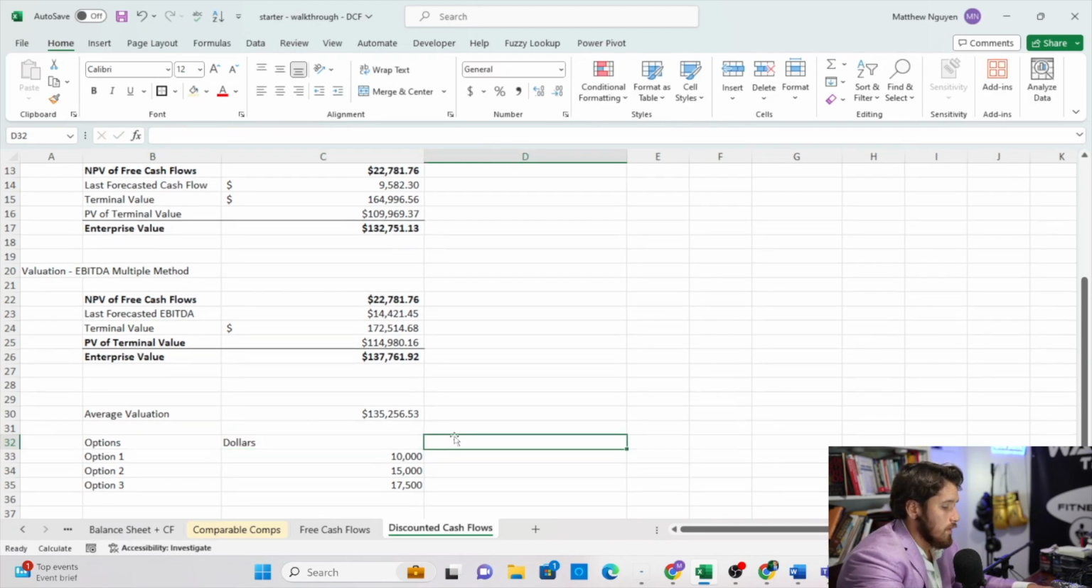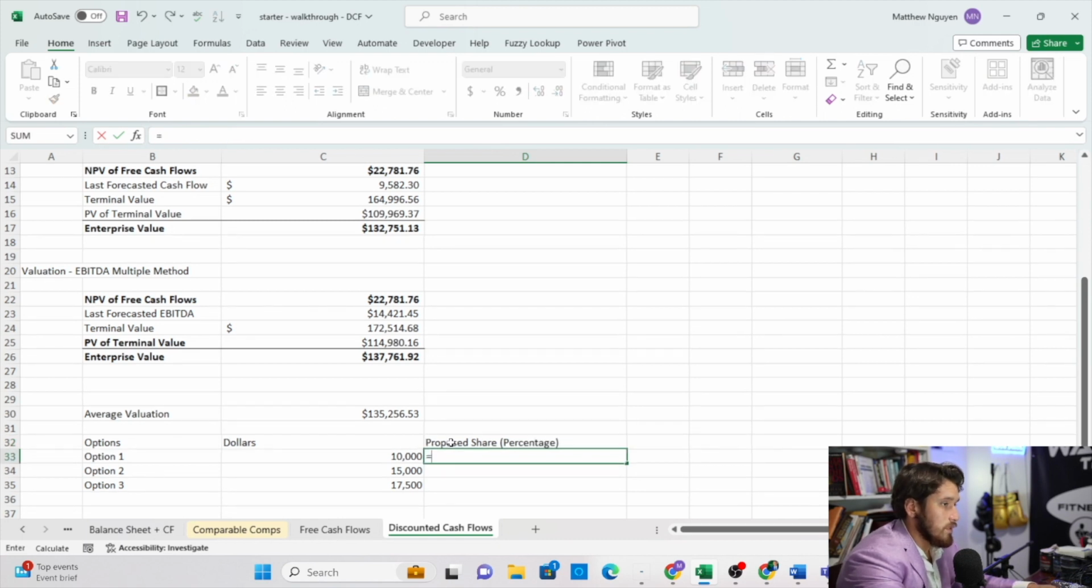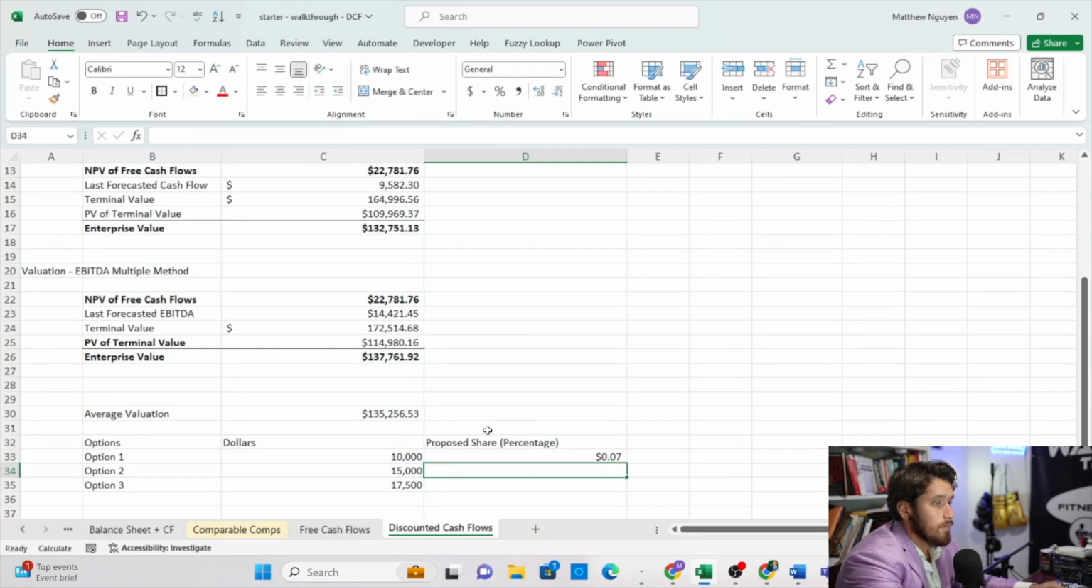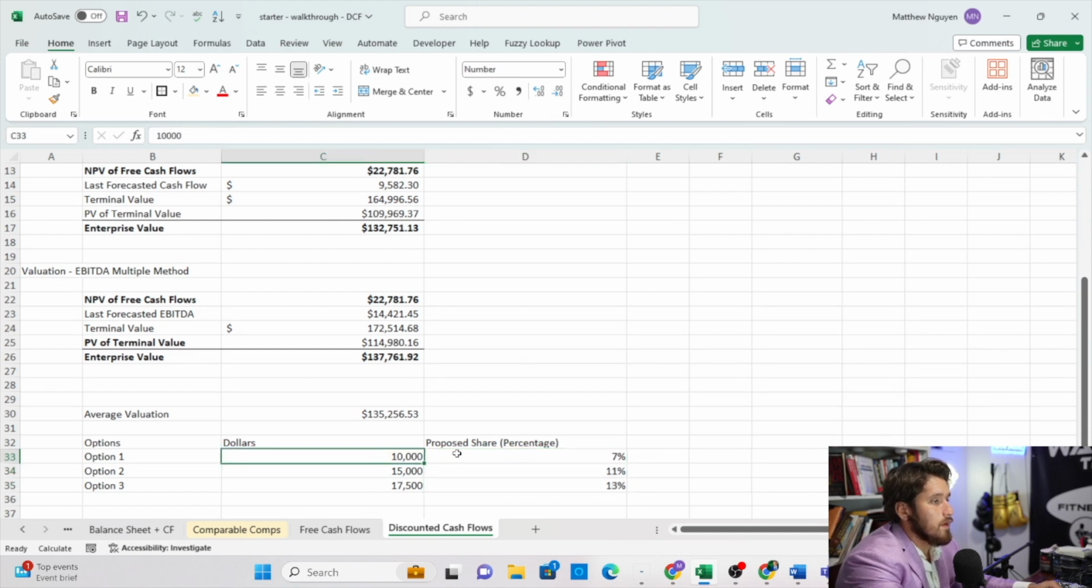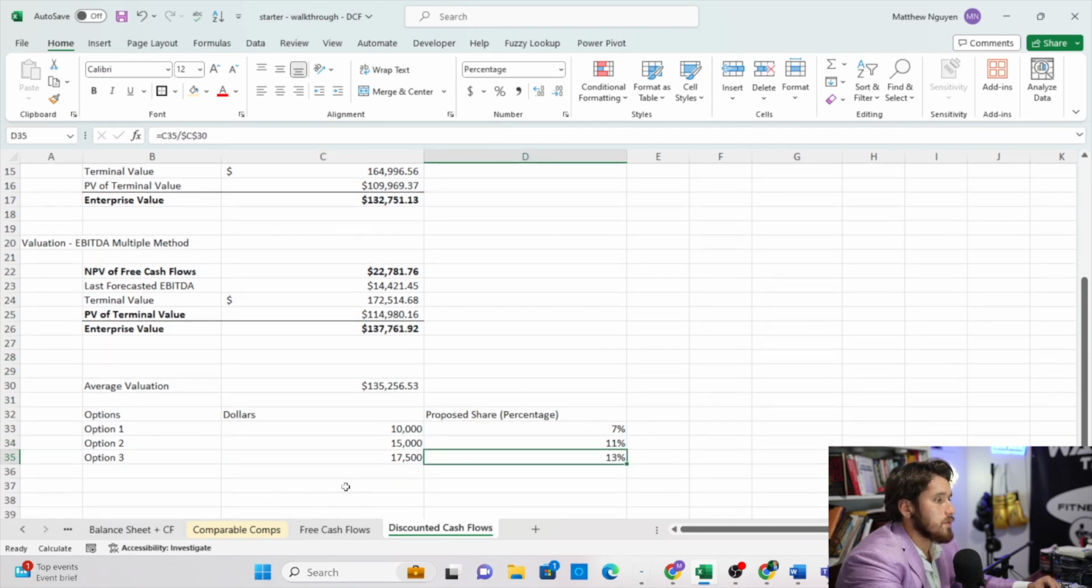And then we can say proposed share percentage. So we'll take this, divide by our average valuation. We'll lock that one into place, and we'll pull this down. Make this a percentage. So at these numbers, at the 10 million, it'll be worth 7% of the company, 15 million will be worth 11%, and 17.5 will be worth 13%.